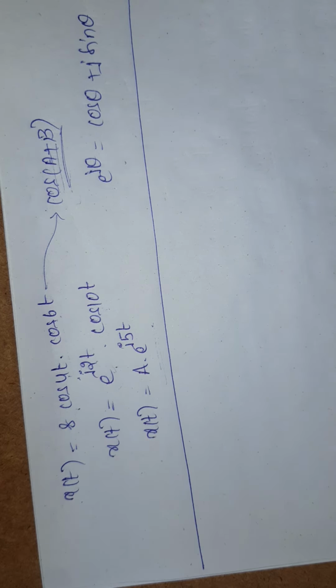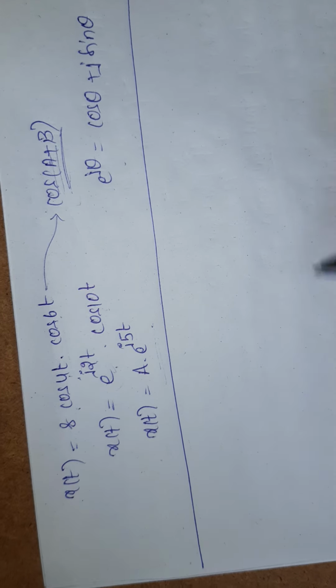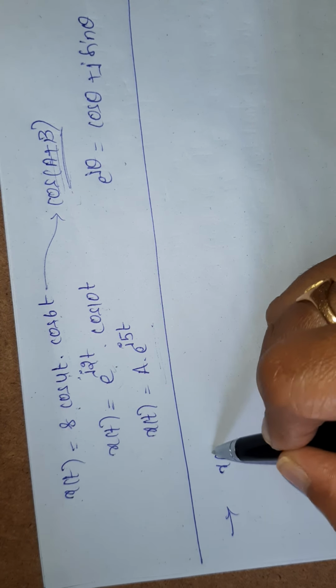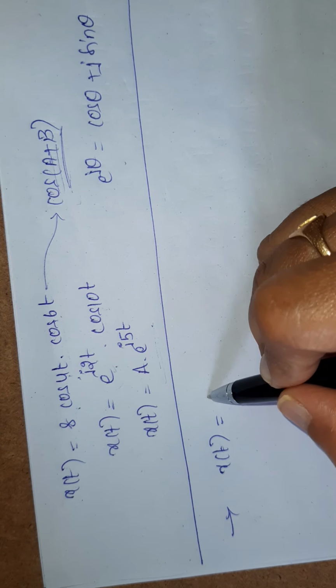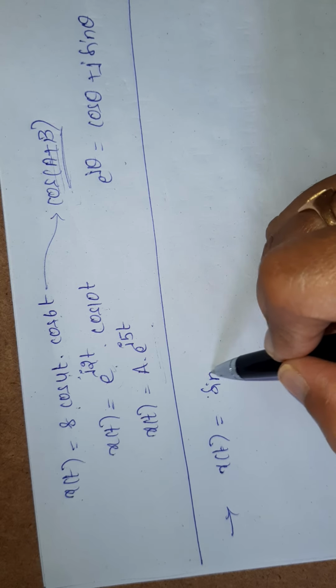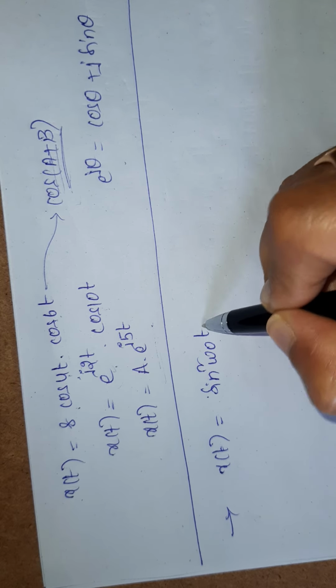Next, now I am going to give a problem. x of t is equal to sine square omega naught t.